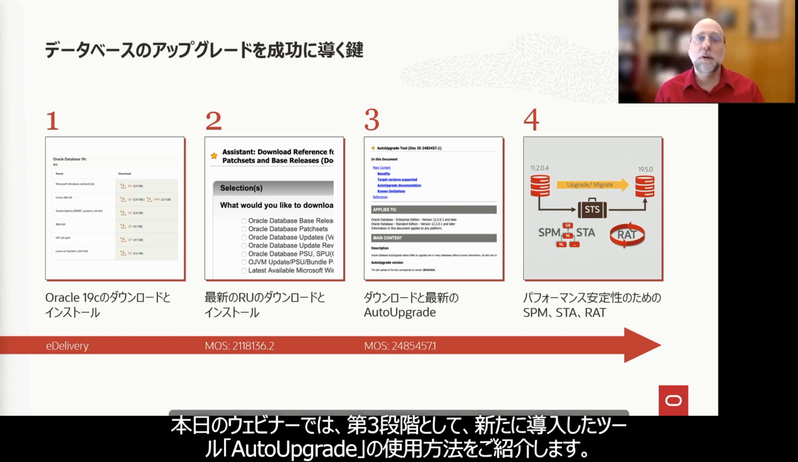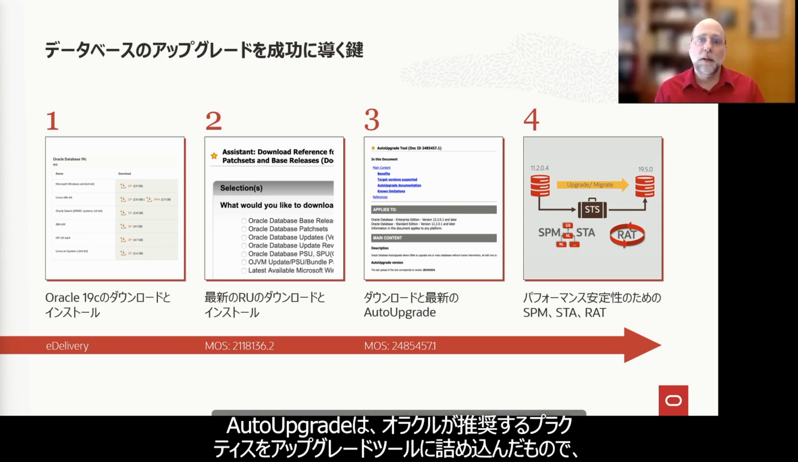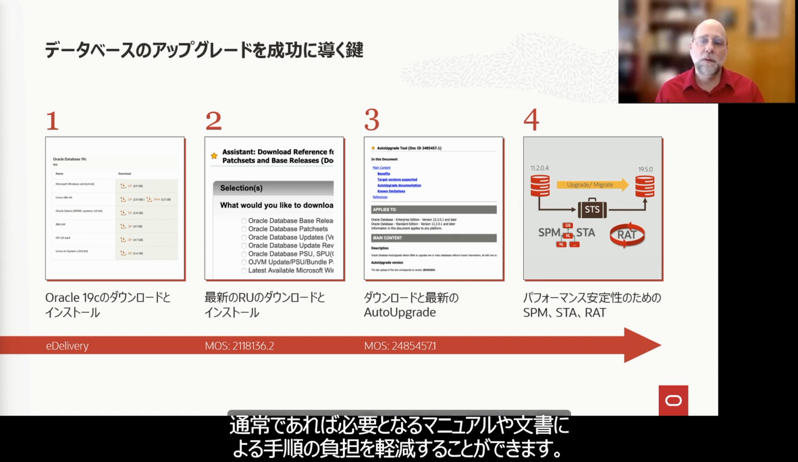Today's webinar is going to focus on phase 3, which is using AutoUpgrade, the new tool that we've introduced. It's been around for, well, over a year now, but it really implements Oracle recommended practice right there in the upgrade tool to relieve you of some of the burden of some of the, say, manual or documentation steps that you might otherwise need to go through.